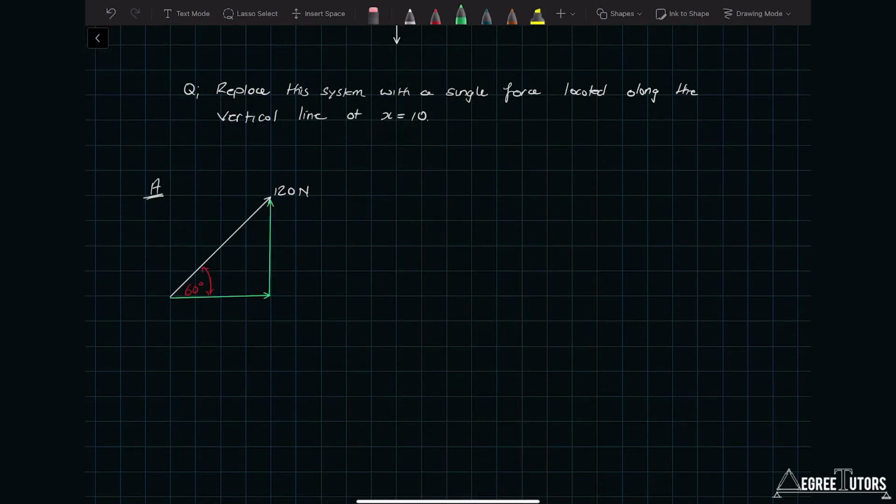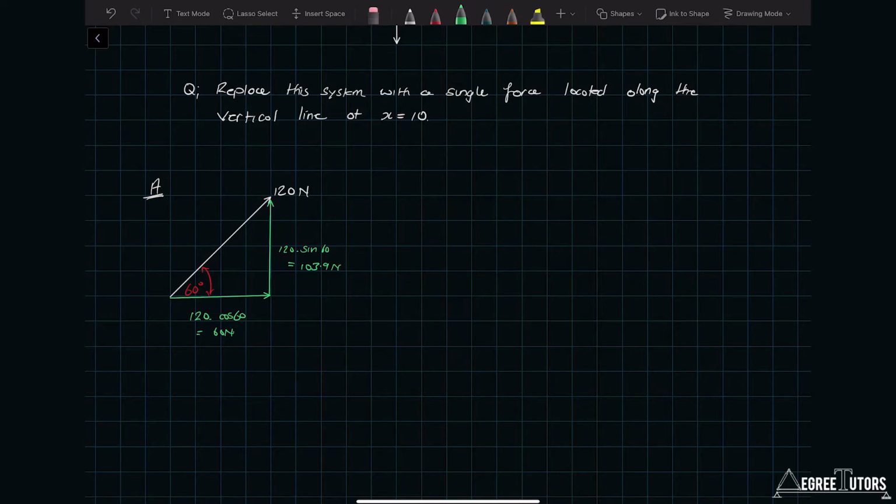All right, so just sketching it out again. We've got the usual story here. 120 times the cosine of 60, and 120 times the sine of 60. So we've got 60 newtons for the horizontal component, and 103.9 newtons for the vertical component.